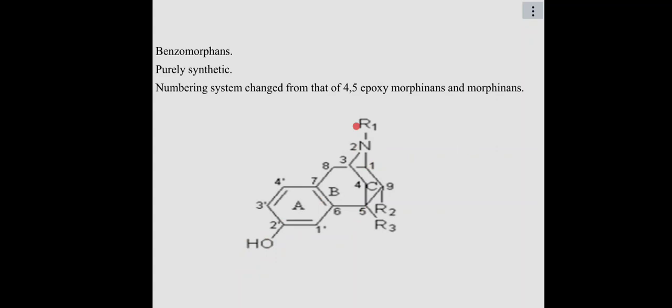So I hope you will be able to note this structural difference, and note that the R3 is quite important because it is responsible for giving us the quaternary carbon that is also a requirement in the activity of the narcotic analgesics.